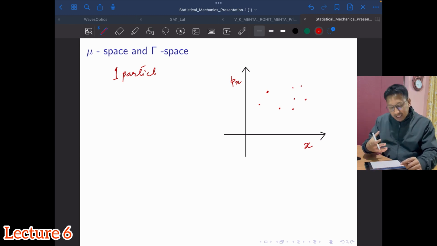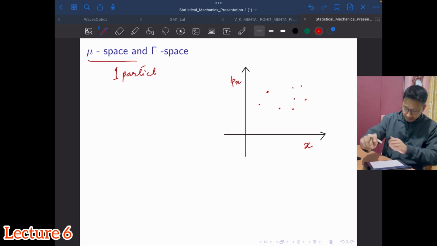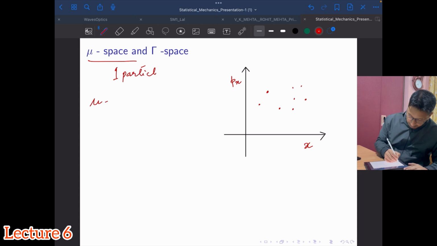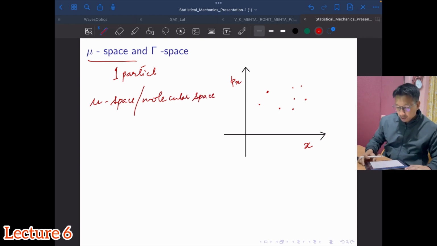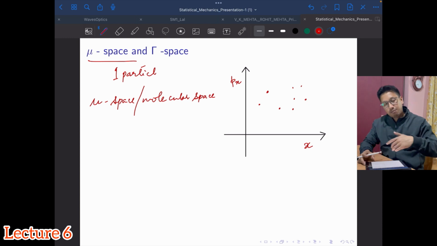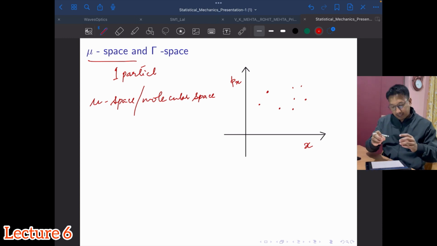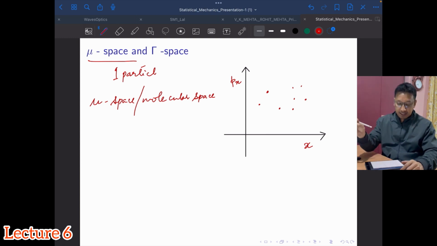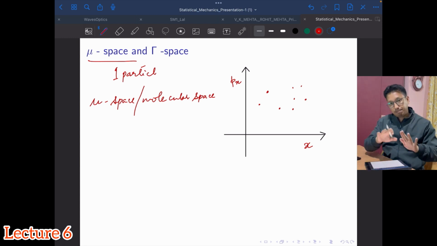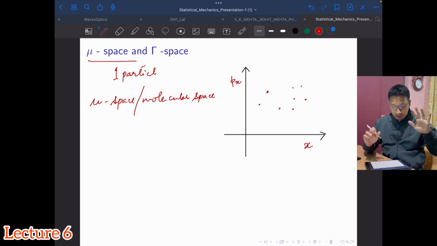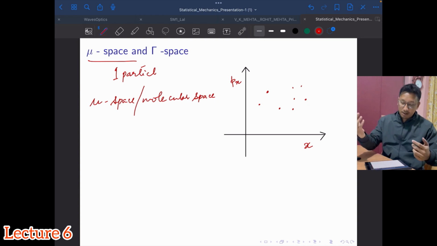Now this representation is known as mu space, or the molecular space, where the location and the momentum of each particle are represented. So each point, there are n particles, means there are n points in the mu space. And it is 6-dimensional. It has position space plus momentum space, so 3 dimensions come from the position space and 3 from the momentum space.